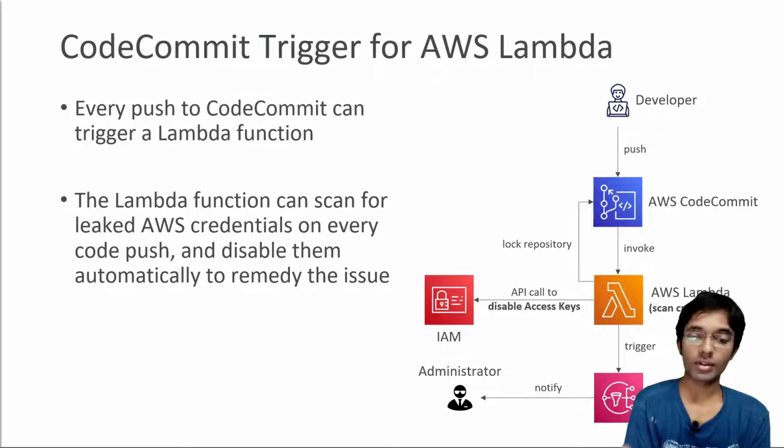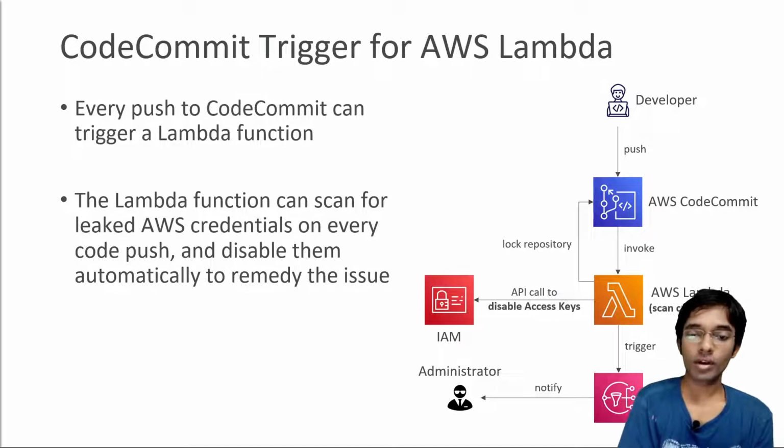Whenever even some secret is leaked, you will get a notification within about 5 minutes maximum, even for services like GitHub, if you are putting it on GitHub. So it can scan for leaked AWS credentials on every code push, and disable them automatically to remediate the issues. So how does that work?